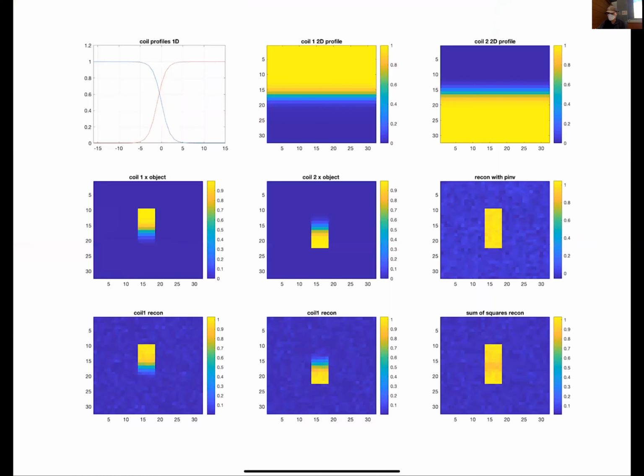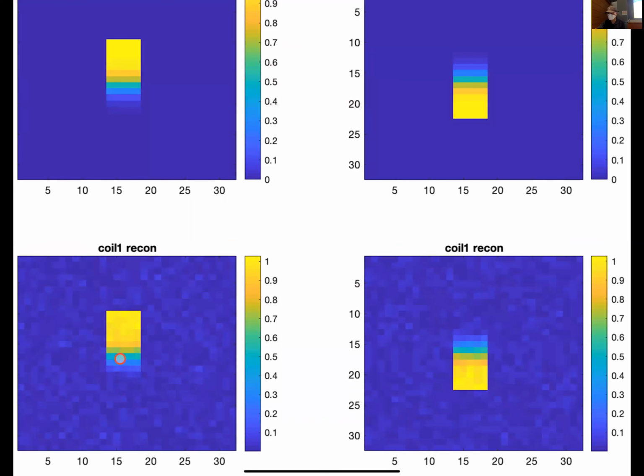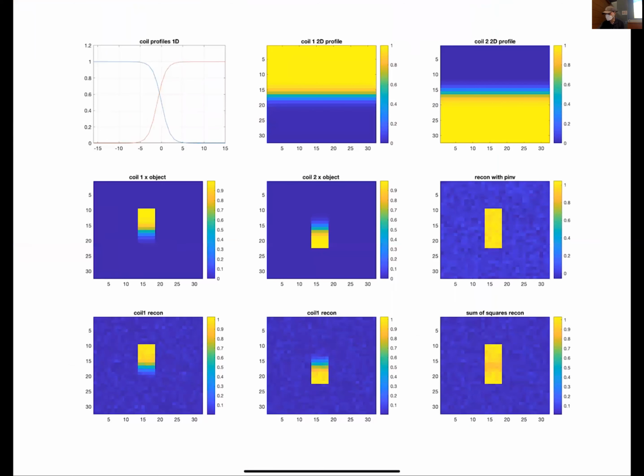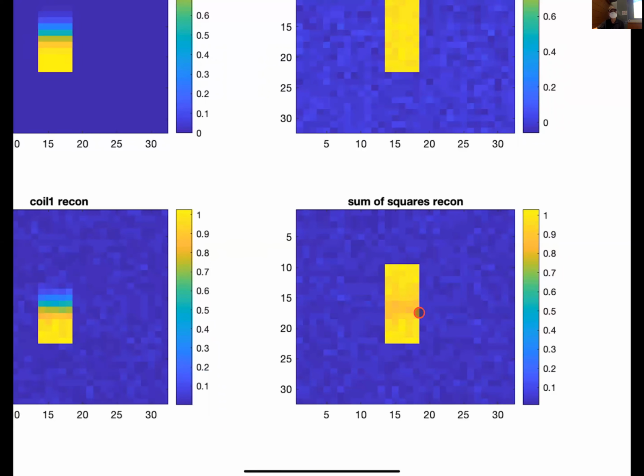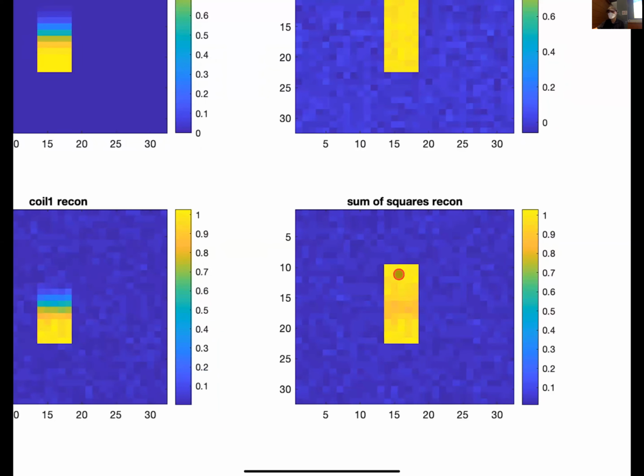And then if I took each coil and reconstructed it on its own, and then took the sum of squares, I get this. And now you can sort of see it's not so good, right? There's some weird sort of shading here. So in terms of sum of squares, having coil profiles that don't overlap very well is not so good for your sum of squares recon.